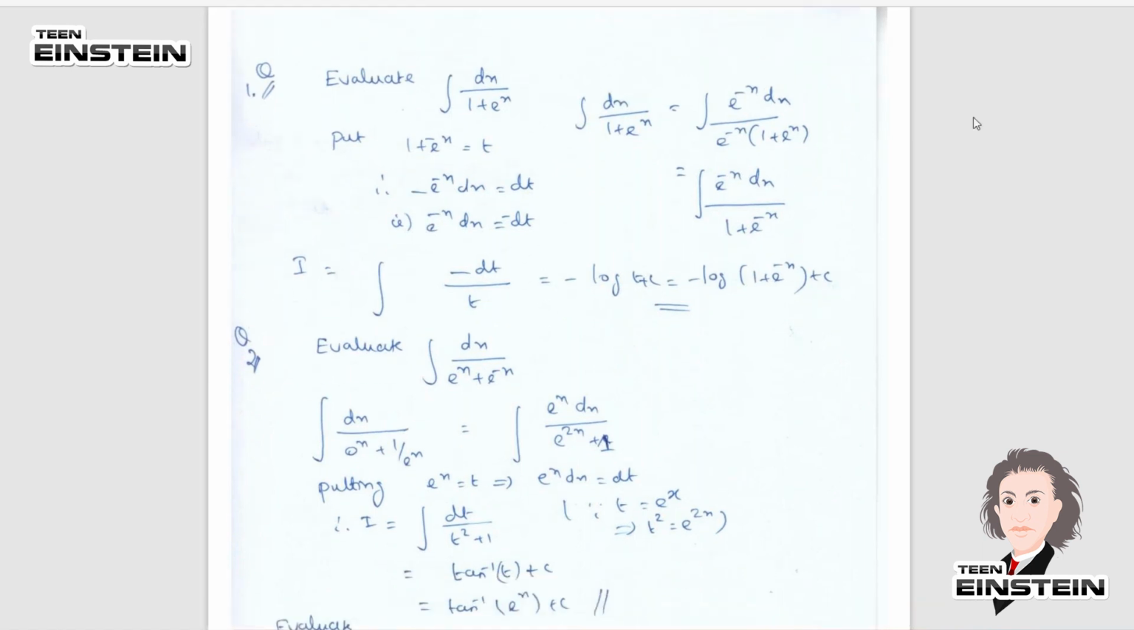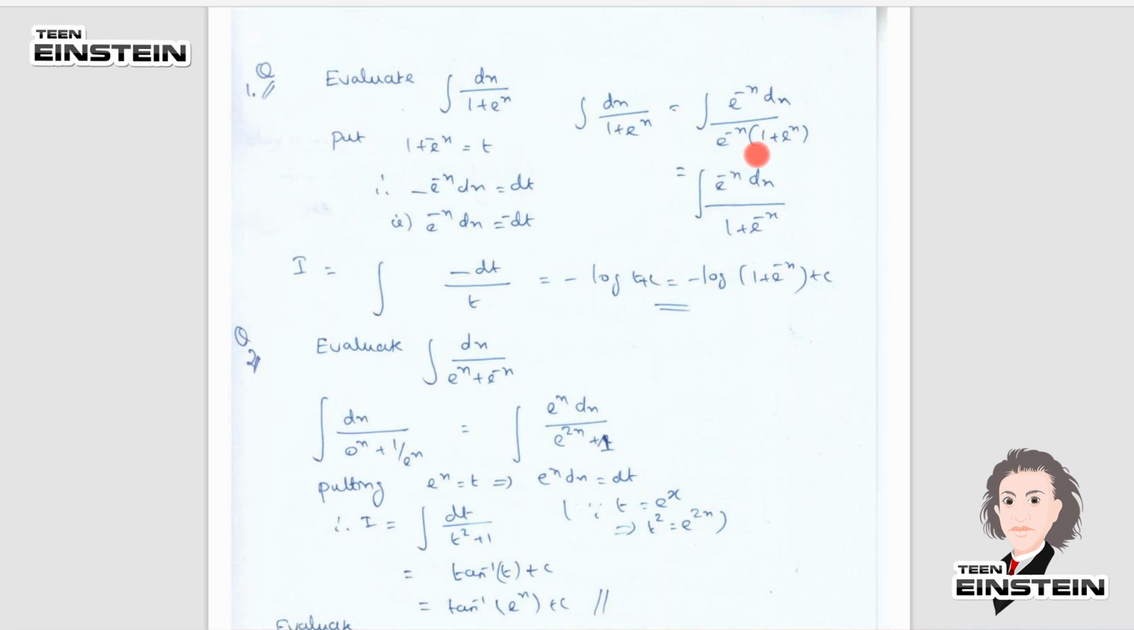See the first problem. Evaluate the integral 1 over 1 plus e to the power x dx. How to evaluate this? First, multiply the numerator and the denominator by e power minus x. So what you are getting is e power minus x dx upon e power minus x into 1 plus e power x. Now bring this e power minus x inside the bracket.